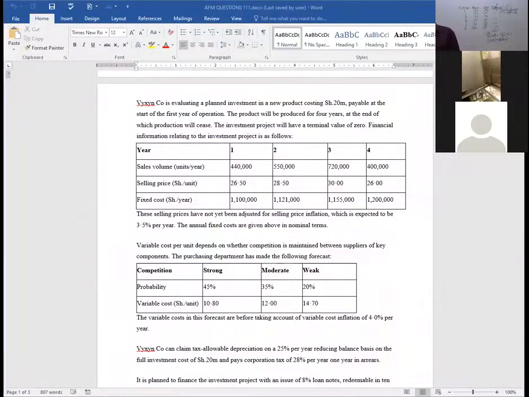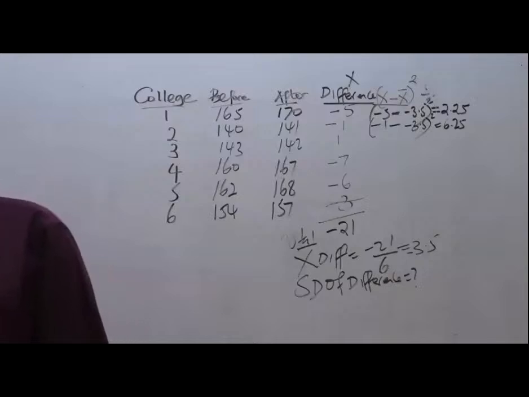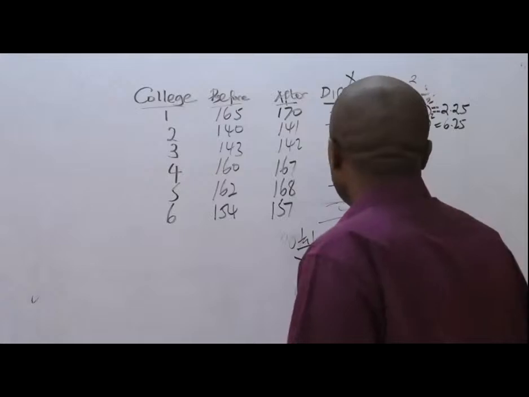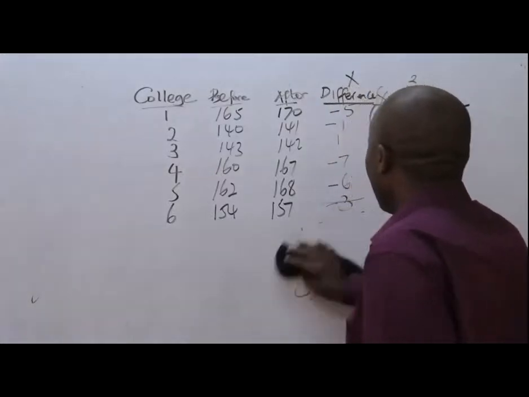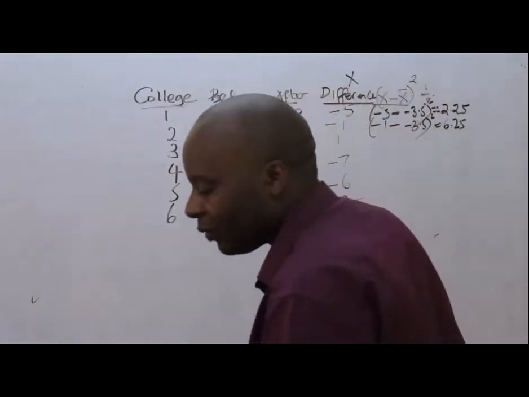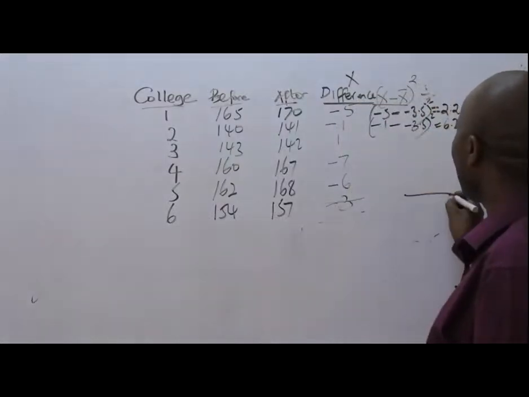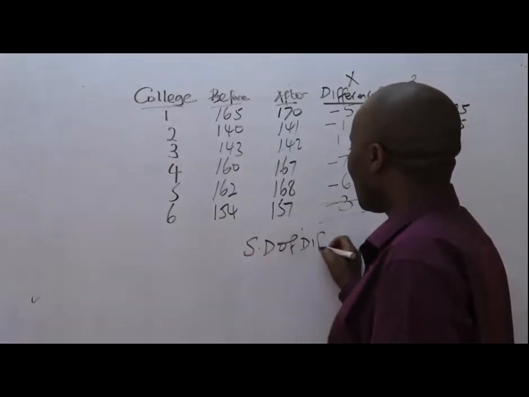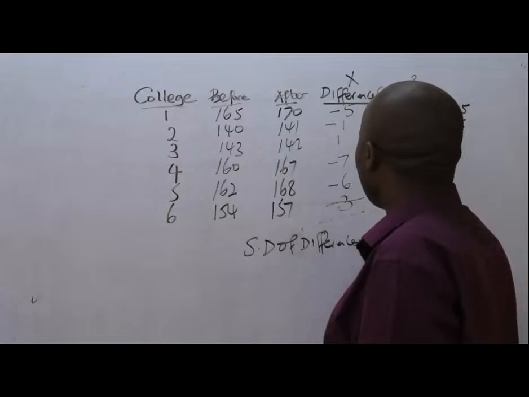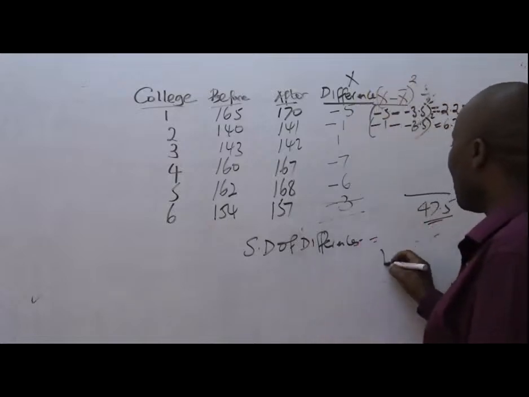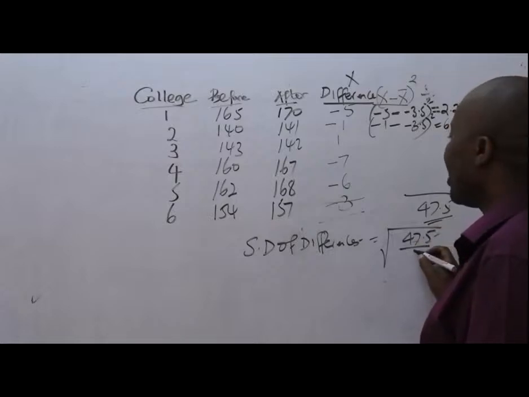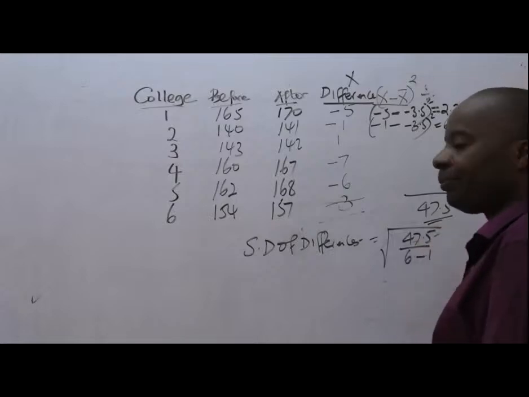Now, ladies and gentlemen, having gotten my total summation here as 47.5, for sure, I'll now be able to give you the standard deviation of the differences. Because I have my formula up there, it is the root of this 47.5 over n minus 1, that is 6 minus 1.